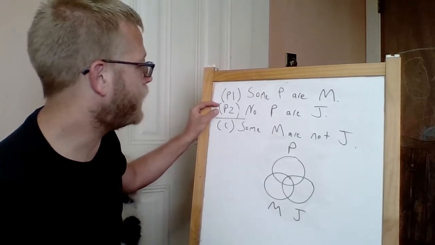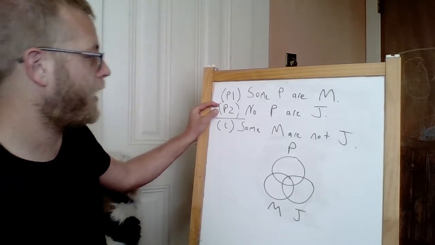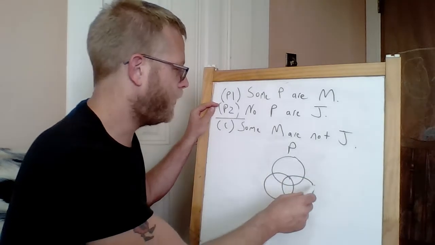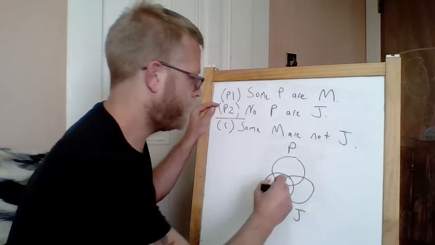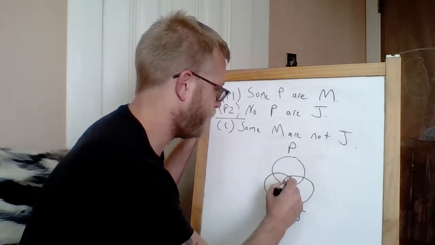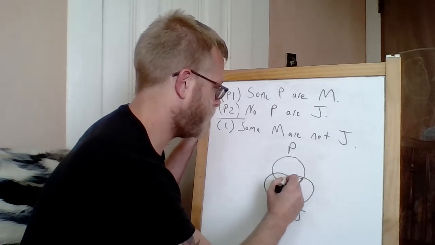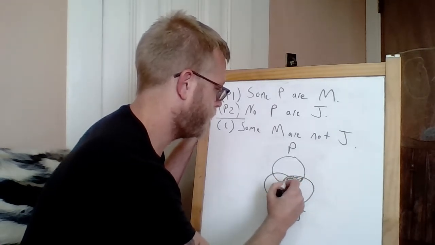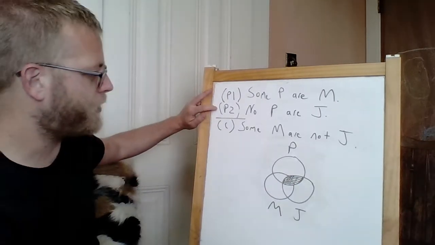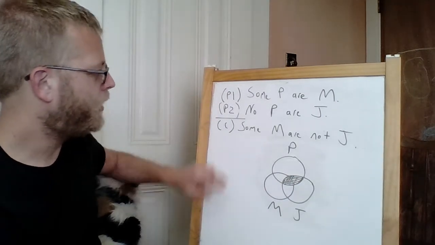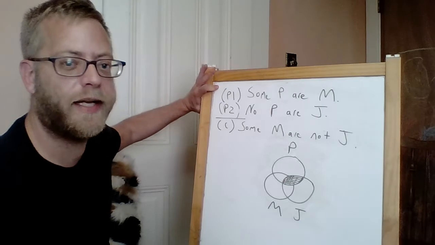The universal here says no P are J. There's nothing in the P circle that's also in the J circle. There's nothing in the overlap, so we can cross all that out. All right, so now we've got that second premise represented in the diagram. Now let's go back to the particular and see if it's any easier.